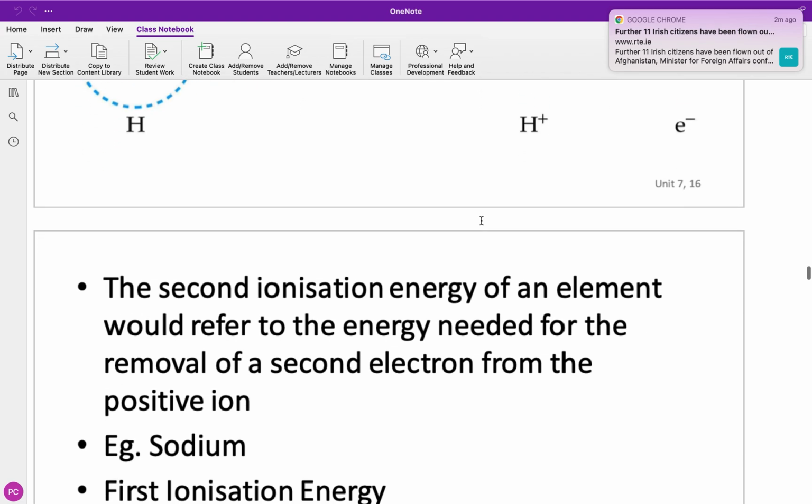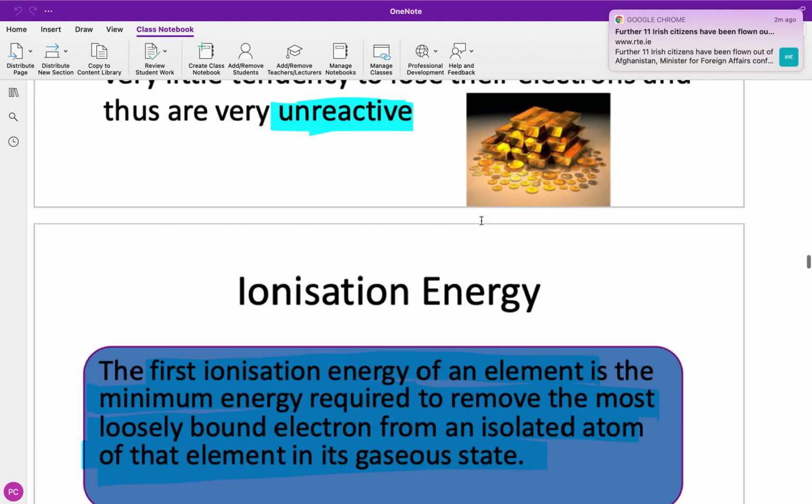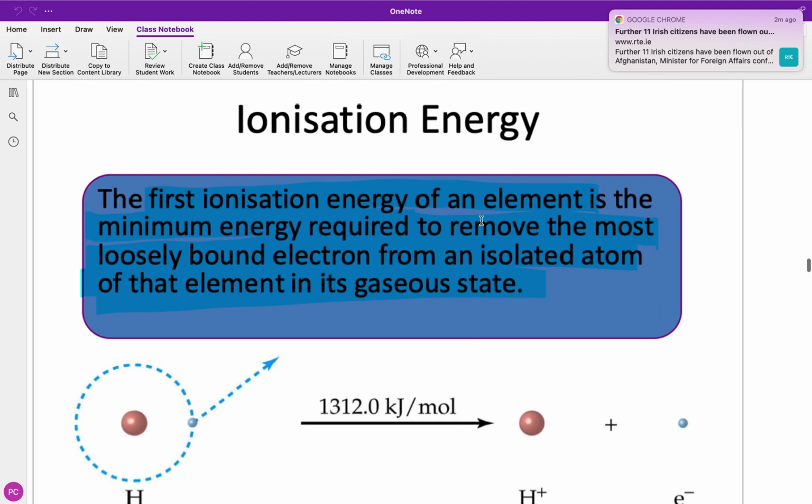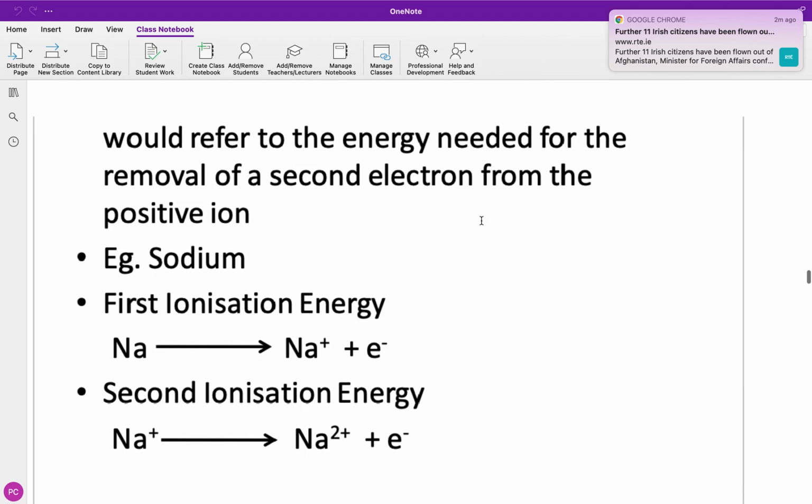So if we relate that to sodium, back up here, it's not going to take much effort, a drop of water for sodium and potassium, and the ionization energy is so low that the electron will pop off into the water. Whereas gold, silver, their ionization energy is going to be massive. They're not bothered getting rid of electrons at all. So that's what ionization energy is. The amount of energy required to remove the most loosely bound electron.